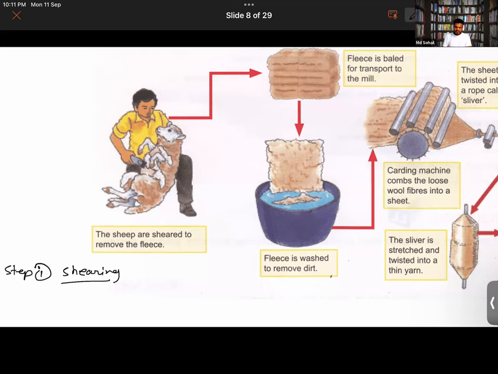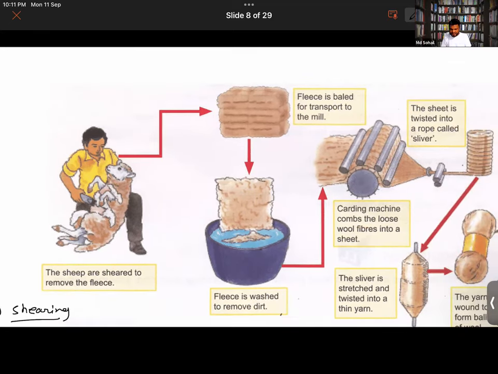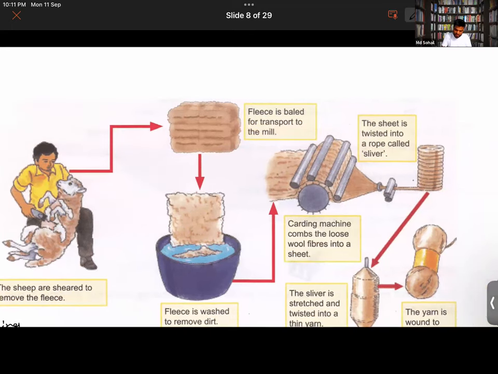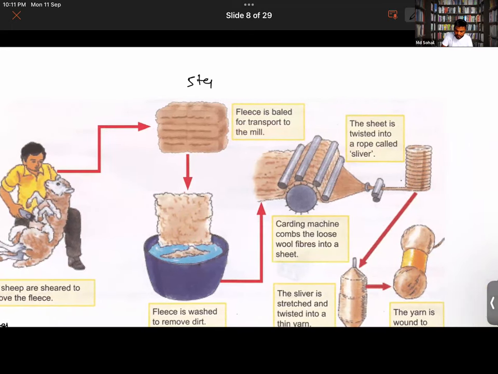Now, once it has been sheared, it is to be processed to obtain woolen yarn, threads from it. So it goes to the second step, step number two. In step number two, you see the fleece of the sheep contains a variety of unwanted substances. For example, dust is found in it. There is dried sweat of the animal. So many unwanted particles are there.